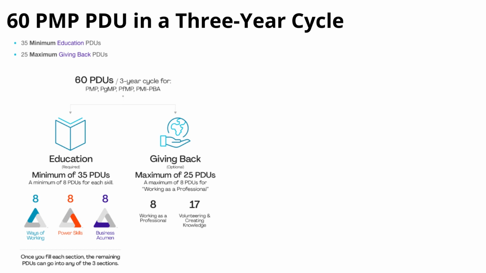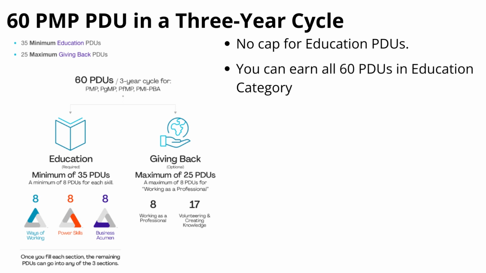The PMP PDU requirement for certification holders is to collect 60 PDUs through a maximum of 25 Giving Back PDUs and a minimum of 35 Education PDUs. However, there is no cap for Education PDUs. You can earn all 60 PDUs in the Education category.